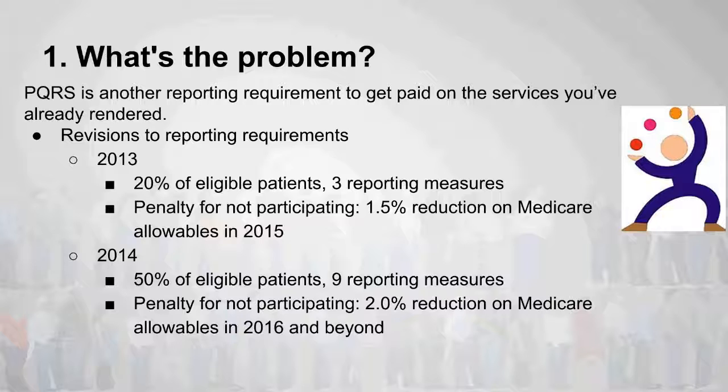If you don't report for PQRS in 2014, you'll have a 2% reduction on your Medicare allowables for 2016, 17, 18, 19, 20, and so on until they stop. So just remember that. It's 2016 onwards, not just 2016. So that's why this is such a huge problem, because this is not going to affect one year.